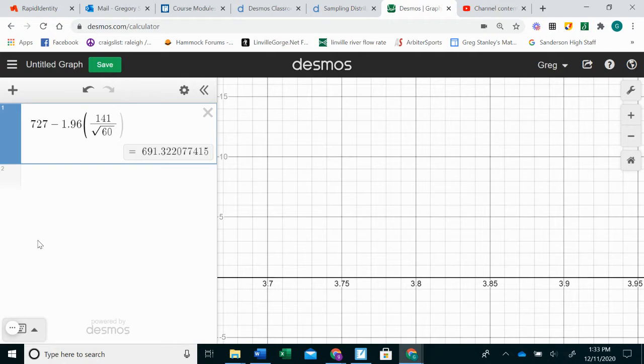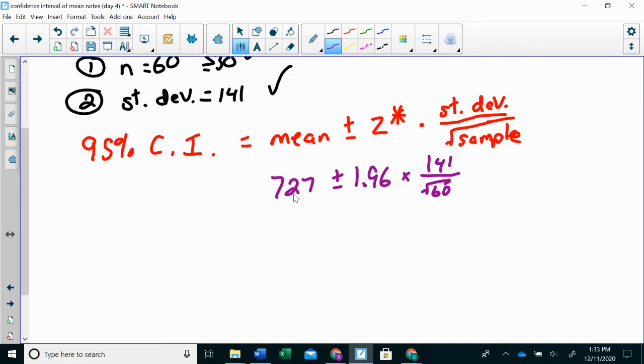And I just want to carefully make sure I've typed it in right. 727 minus 1.96, and then inside the parentheses is that formula, the standard deviation divided by the square root of the sample. Did I type that into Desmos the right way? 727, I'm doing the minus first, so I want to get the lower limit number first, minus 1.96 times, and I'll go ahead and make it easier for us here. Instead of using the X for times, I will use the parentheses, just like I typed into Desmos.